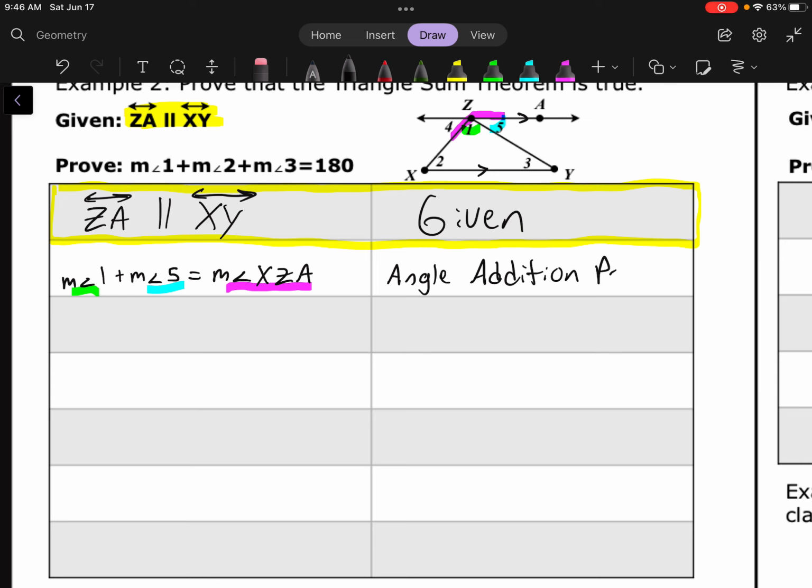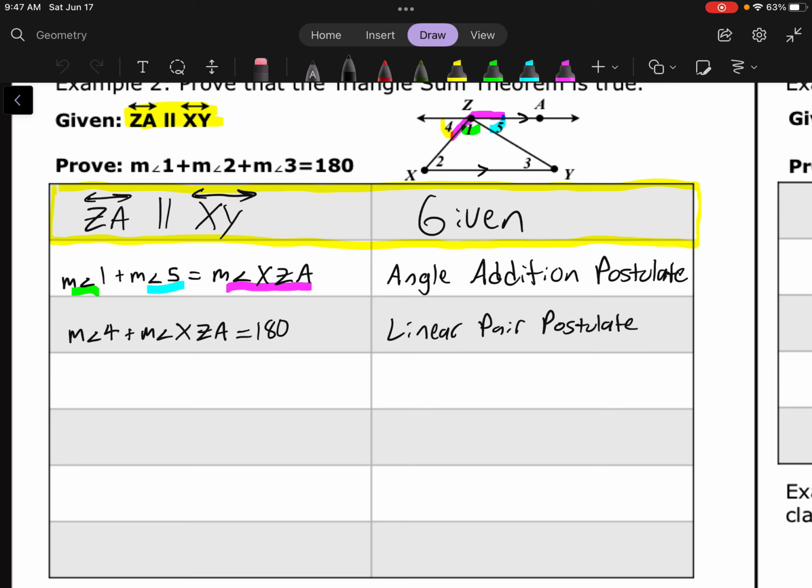Now the reason that I'm doing that is because I see that that big purple angle that I just did, XZA, is a linear pair with angle 4, right? Angle 4 plus the purple angle has to equal 180. So the measure of angle 4 plus the measure of angle XZA is equal to 180 because that's a linear pair. Now, once again, this is probably seeming kind of strange, but the reason we're doing this is because now we actually have something with 180.